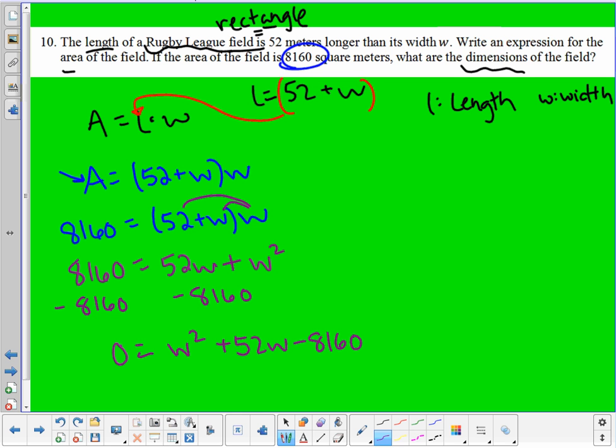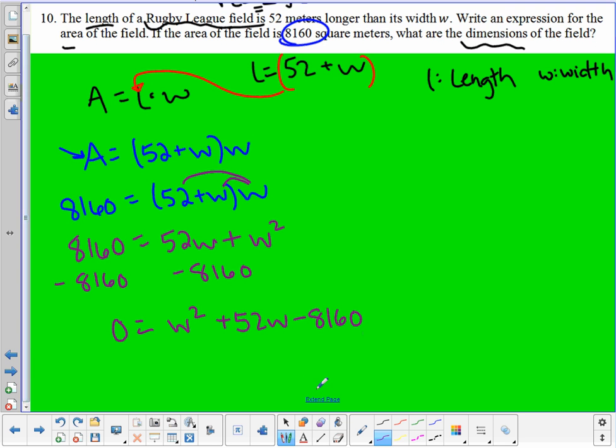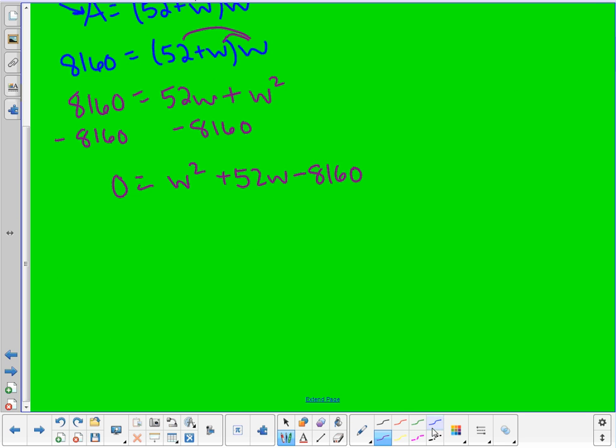Okay. Now, 8,160 is a large number. It's a pretty big number to think about. So when you're setting up a factor x, it might take you a little while to think about what multiplies to that, negative 8,160.